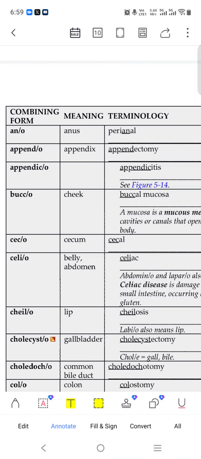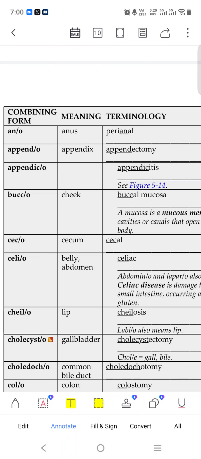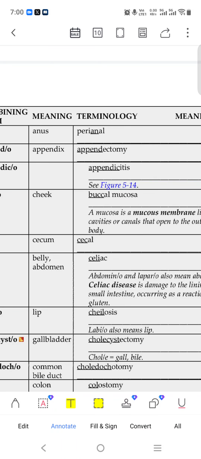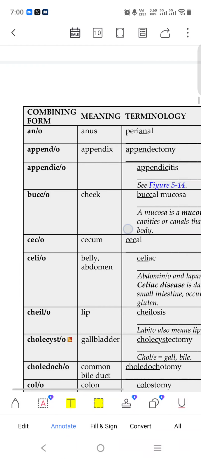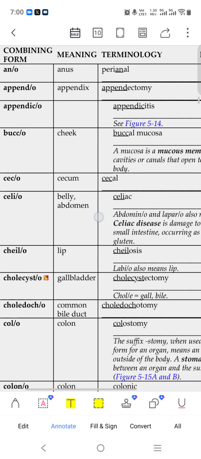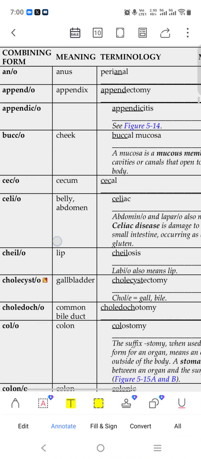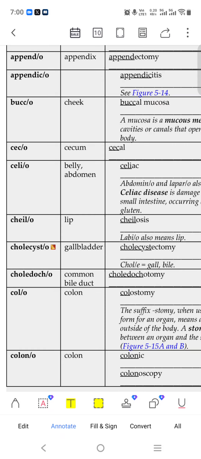Just see this word. Anus, perianal. Okay, it is the surrounding area. Peri means surrounding. Anal means the last portion, the anus. Surrounding area. Append means appendix. Appendectomy means removing of the appendix. Appendicitis means inflammation of the appendix. Buccal means cheek. It is the buccal mucosa, our mouth region. Okay. Mucosa is the mucous membrane. Okay. Cec means cecum, our intestine.